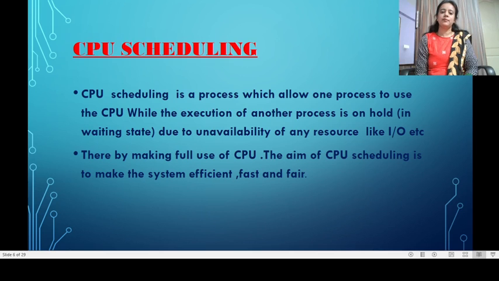And CPU scheduling makes the system efficient, fast and fair. Most of our modern operating systems such as multi-programming operating system, distributed operating system and time-sharing operating system make maximum use of CPU scheduling and maximum utilization of one of the resources such as the CPU. Because if the CPU is idle, we will not get the output very quickly. That's why the CPU should be busy with at least one process to execute.